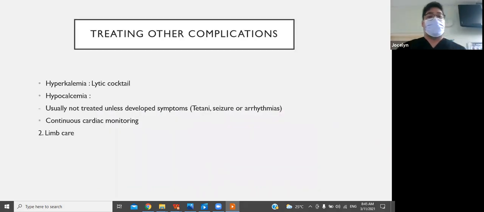Okay, next, we are treating other complications. Hyperkalemia, we give lytic cocktail. Hypocalcemia, remember, do not treat. Because the calcium has already influxed, if you treat, you will further worsen the hypocalcemia, unless the patient has already developed symptoms, like arrhythmia, seizure, or tetany. Okay, don't forget to put on continuous cardiac monitoring. Okay. Next one is limb care.